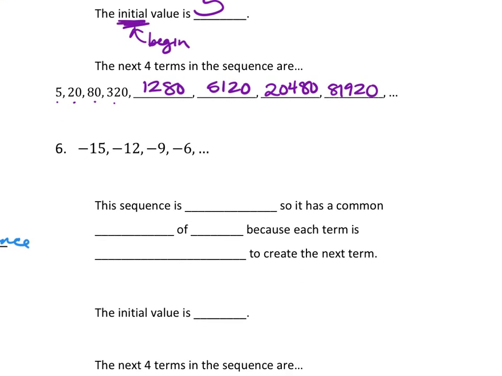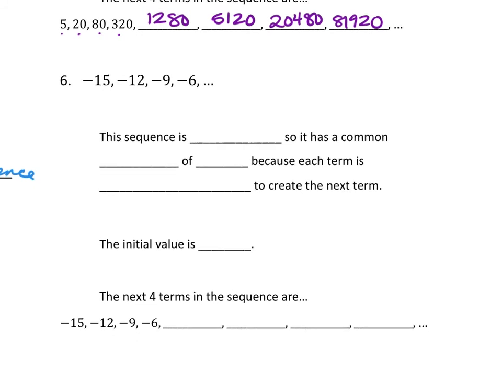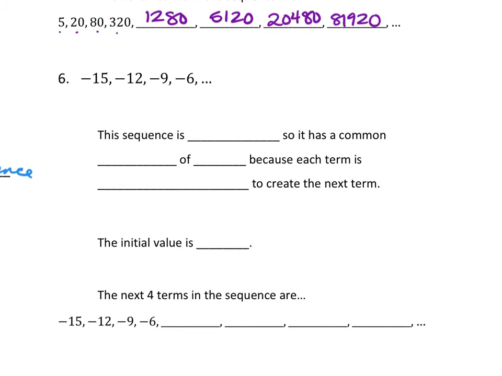Let's check out number 6. What type of sequence is number 6? Yeah, even though these are negative numbers, do you notice that we're adding 3 each time? That means that this is an arithmetic sequence. It has a common difference of 3 because we're adding 3 each time.